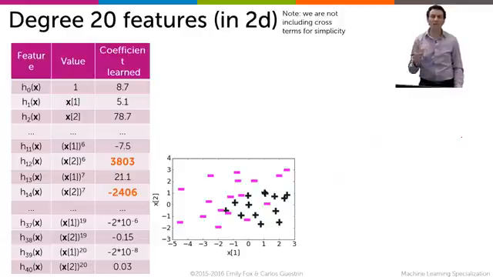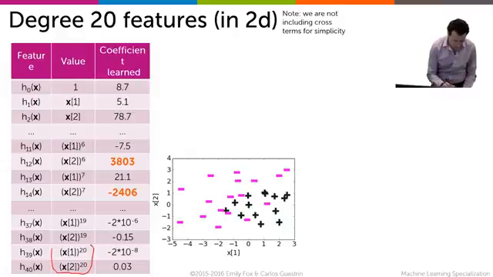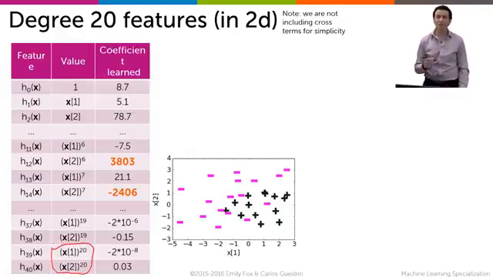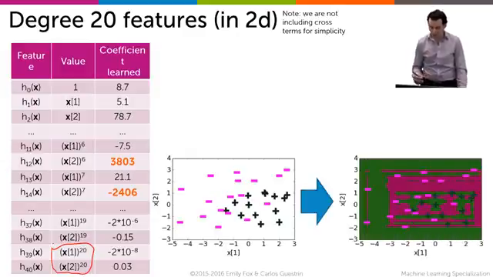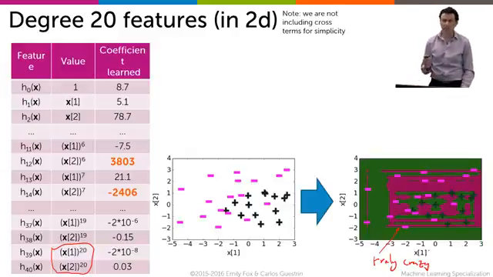Now let's take that one step further and fit a logistic regression model that uses polynomial features of degree 20. So this is going all the way up to x1 to the power of 20 and x2 to the power of 20. So really, really high order polynomials. If you look at the decision boundary that we learned, I mean, come on. I can say it's truly crazy. It's really, really complicated, gets all the data right, but it's highly unsmooth.